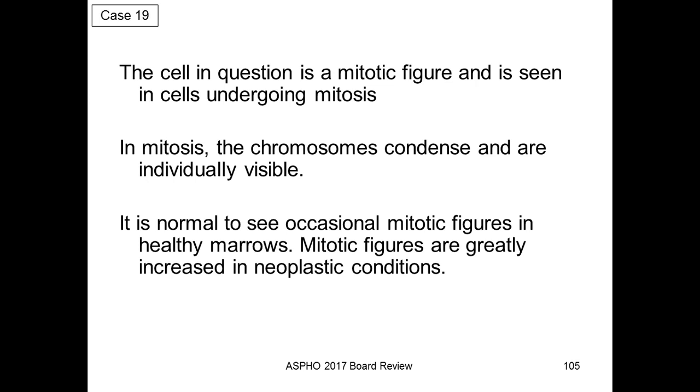And in mitosis, the chromosomes condense, and you can visualize them all individually. And so it's normal to see these mitotic figures in healthy bone marrows. And you see greatly increased numbers of mitotic figures in neoplastic conditions. So it's a way for hematopathologists to get a sense of how fast a malignancy is proliferating.